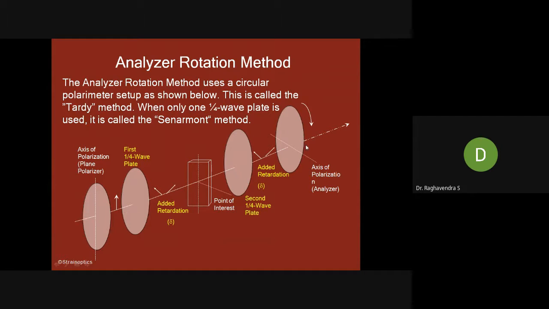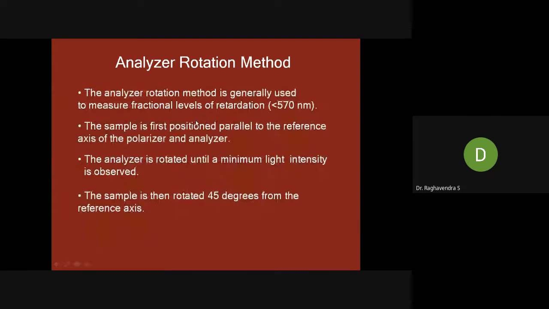You want to rotate and you should check this. In the figure there is a two here by mistake. Don't get confused. The second wave plate will not be there. If you keep only one retardation, that is one quarter plate, then it is called the Senarmont method. The analyzer rotation method is generally used to measure the fractional levels of retardation.